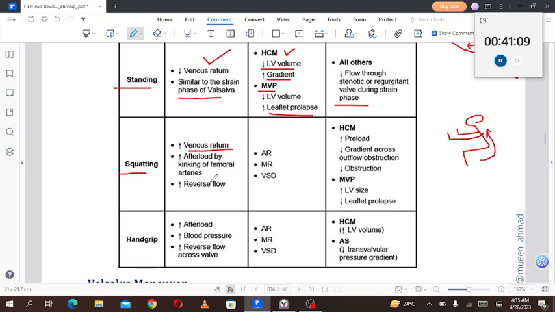Increased afterload by kinking of the femoral artery. So there are two things that are happening simultaneously. There is venous return enhancement because when you contract your muscles, the muscles compress the veins and the venous return to the heart is increased. Secondly, the afterload is also increased because when you are flexing your hips and your knees, at the hip joint, the femoral artery is compressed, and so the afterload is increasing, and there is increased reverse flow.